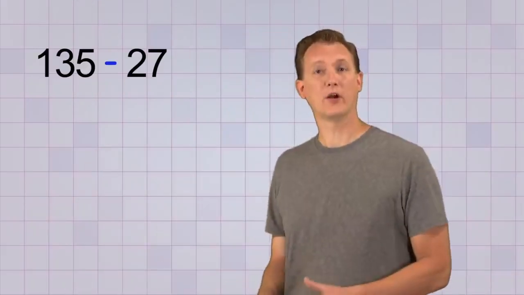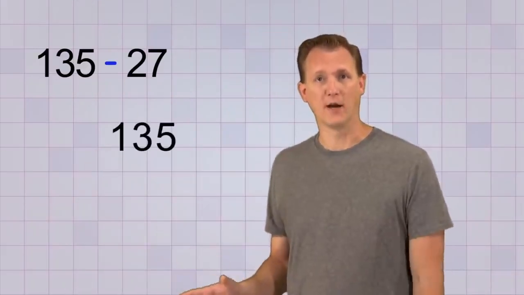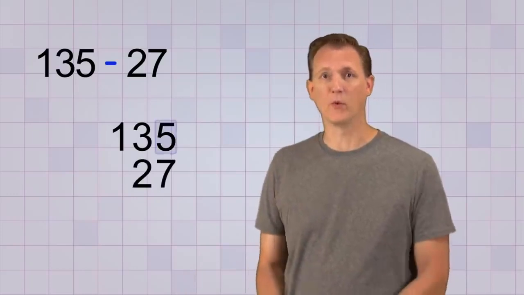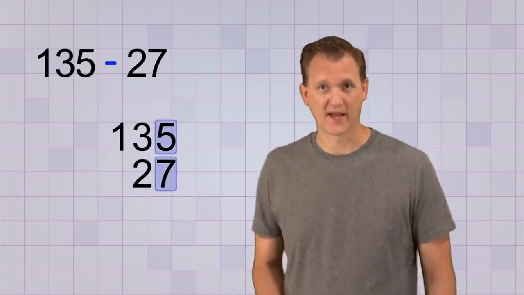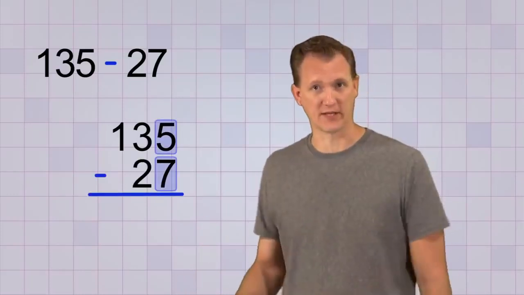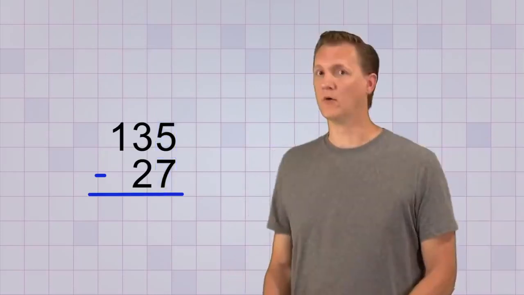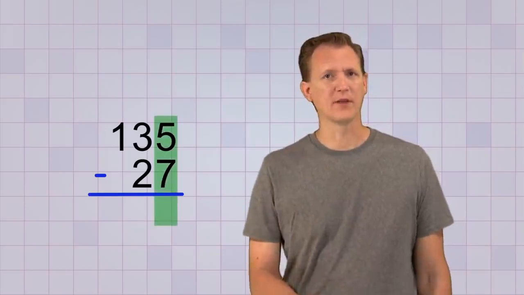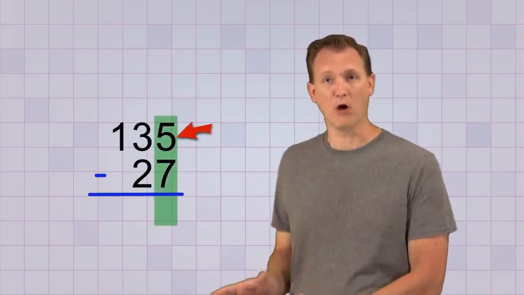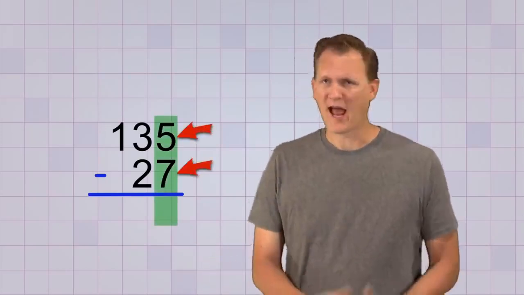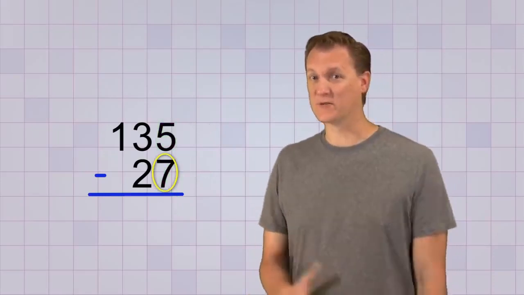135 minus 27. Aha! This is where multi-digit subtraction can get a little tricky. Let's rewrite our problem. 135 on top, 27 below it, with the ones places lined up neatly, and our answer line and subtraction symbol in place. There. Now we can start subtracting. Uh-oh, look at this. In our ones place column, the digit on top is smaller than the digit on the bottom. How can we subtract a bigger digit from a smaller one?